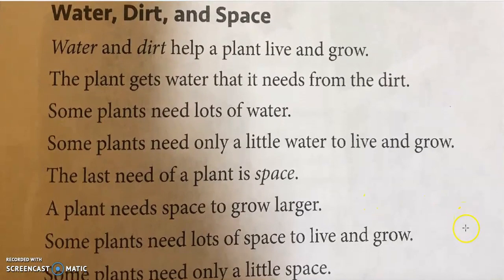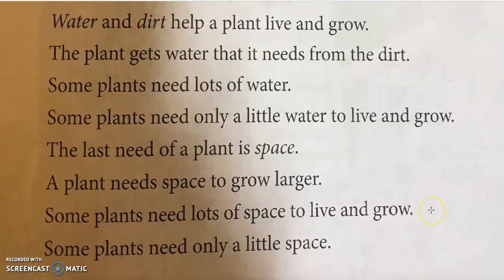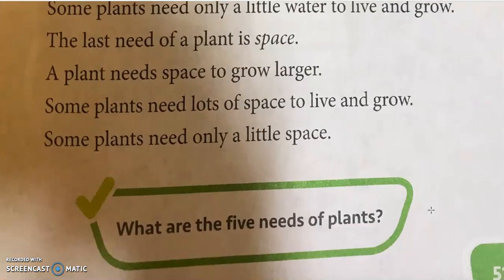So like it says, you guys, some plants need lots of water, and some plants need only a little water, but they still need water, right? And some plants need a lot of space to grow larger, and some plants need lots of space to live and grow. Yeah, depending on the type of the plant. Okay, that's water, dirt, and space.